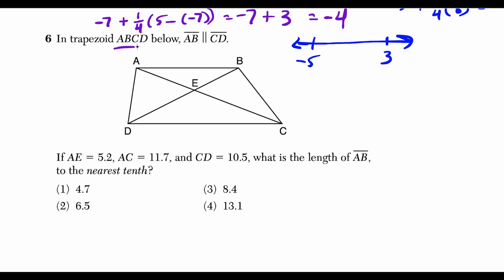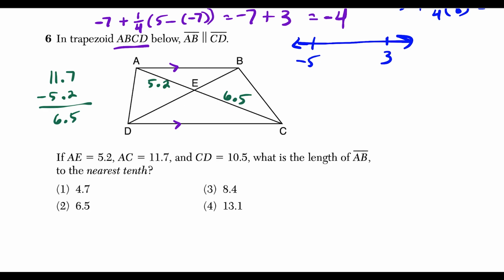Question 6, we've got a trapezoid, and we're told AB is parallel to CD. And we're also given some side lengths. AE is 5.2 units long. And then AC is the whole diagonal, which is 11.7 units long. So if we subtract 11.7 minus 5.2, that's going to tell us the length of CE. So when we subtract here, we get 6.5. So that's the length of CE.